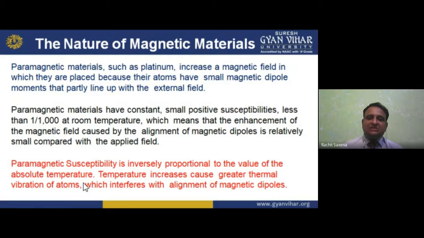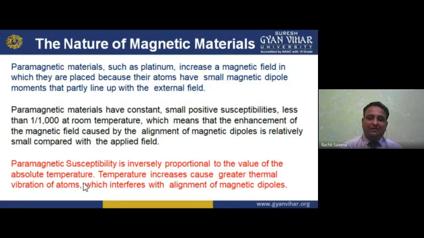Now, paramagnetic susceptibility is inversely proportional to the absolute temperature. If I increase the temperature, it causes greater thermal vibration of atoms, which interferes with the alignment of magnetic dipoles.